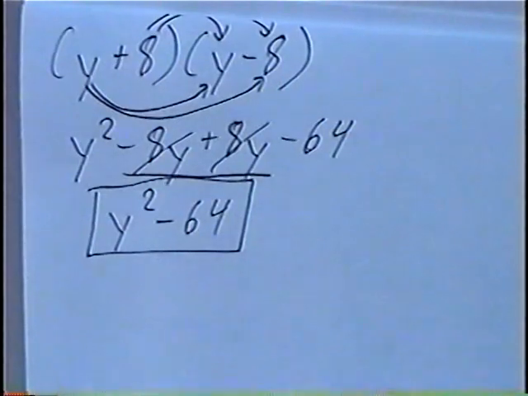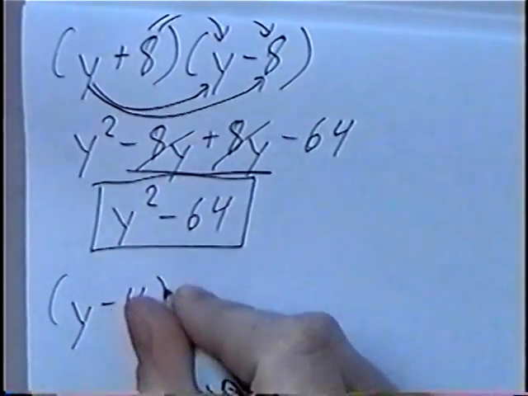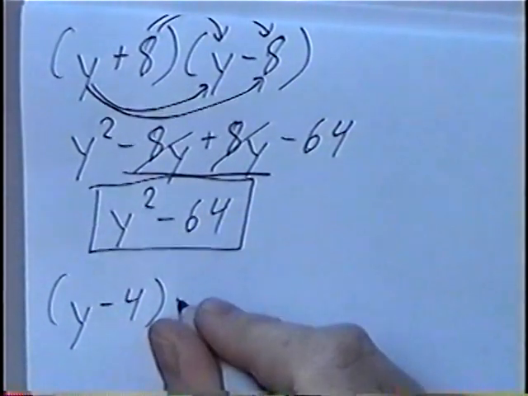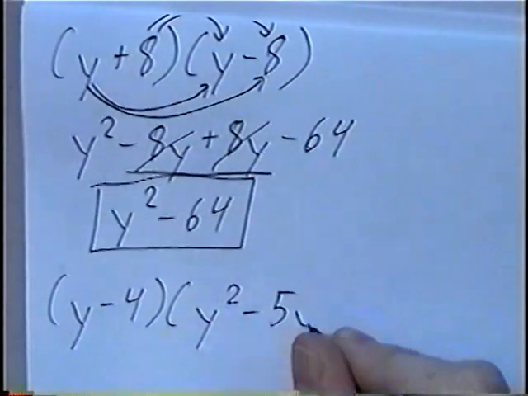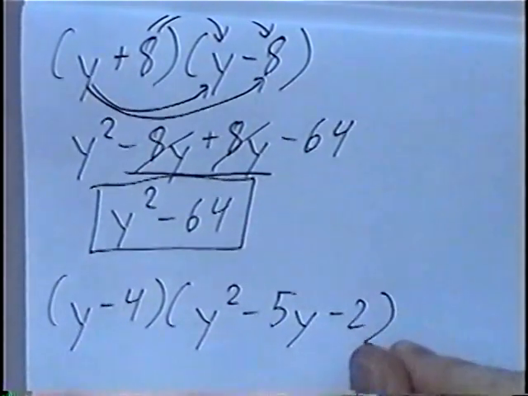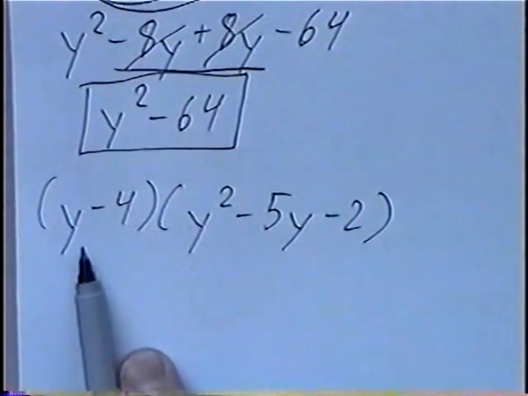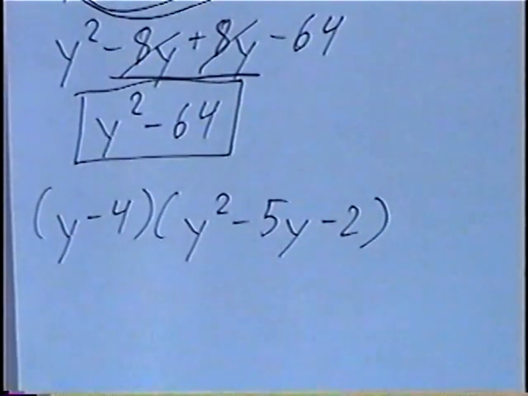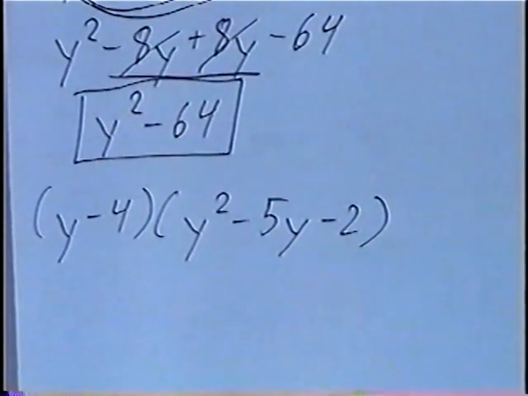And last question for the section. First parentheses is y minus 4. And the second parentheses, y squared minus 5y minus 2. In this question, the first parentheses is a binomial with two terms or two numbers, but the second parentheses is a trinomial with three terms or three numbers.